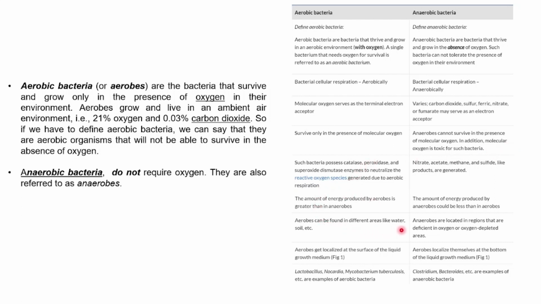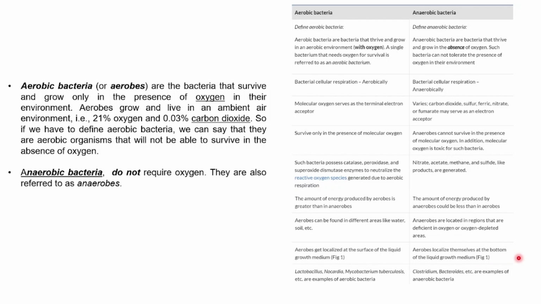Aerobes can be found in different areas like water and soil. Anaerobes, since they do not survive in the presence of oxygen, will not be on exposed surfaces like soil. They will be in oxygen-deficient areas. Anaerobes generally localize themselves at the bottom of the liquid growth medium.